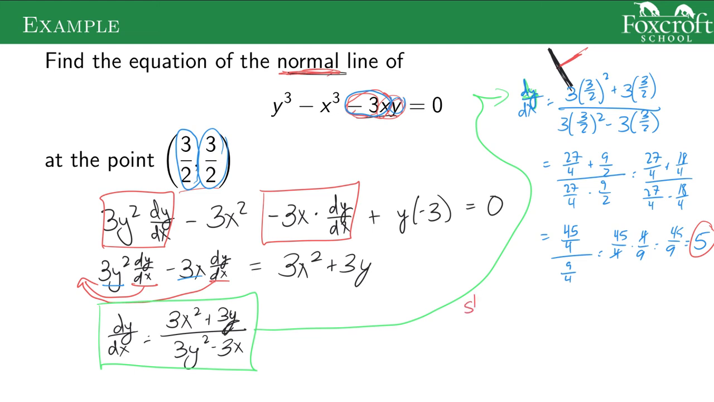So the slope of the normal line is the negative reciprocal. So instead of positive 5, I'm going to have negative. Instead of 5, I'm going to have 1 over 5. All right, so the slope of the normal line is just perpendicular to the slope of the tangent line. So I get negative 1 over 5. My final answer is going to be, all right, that's the slope. This is the point, so I put it into point slope form.